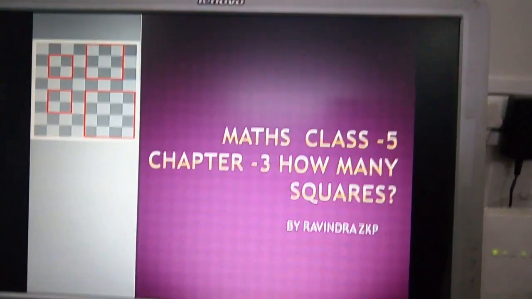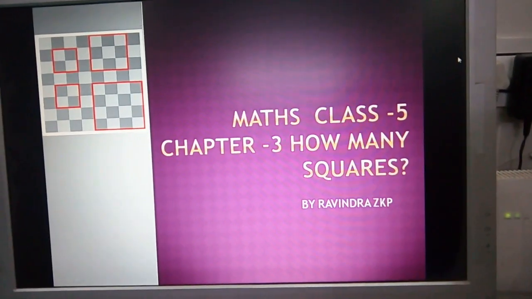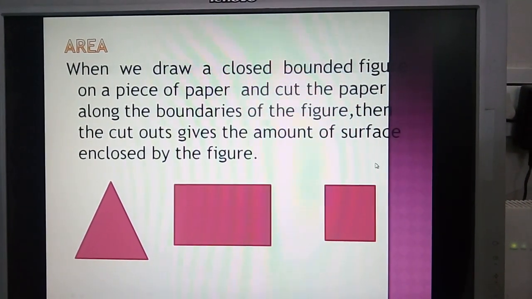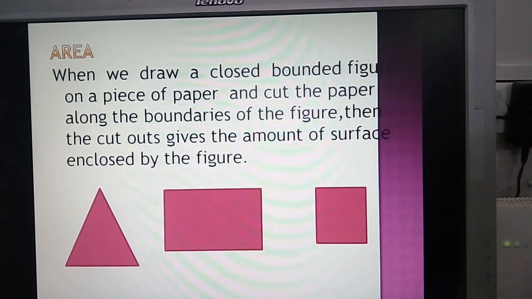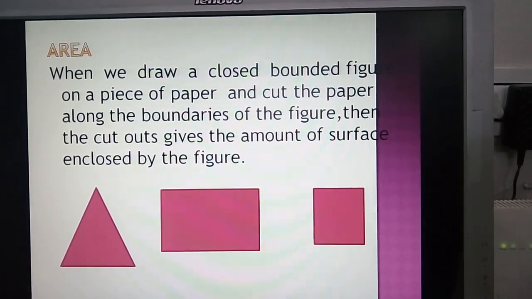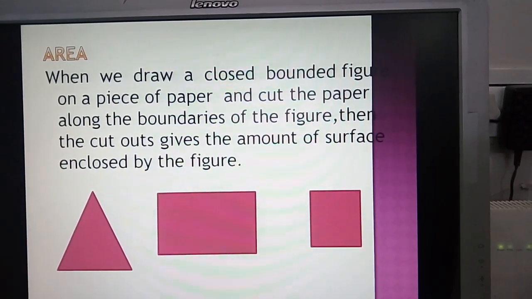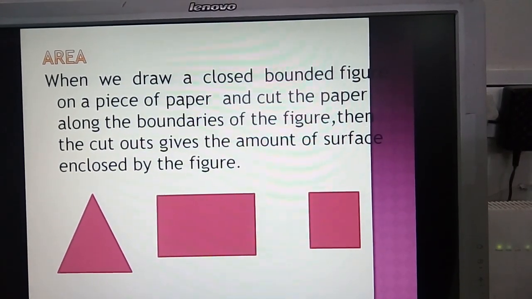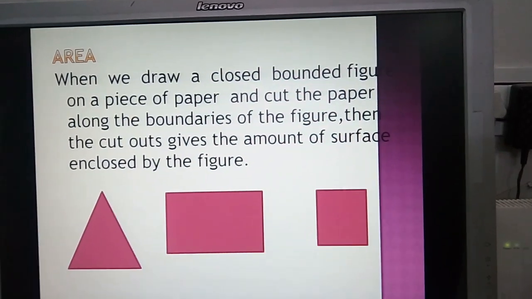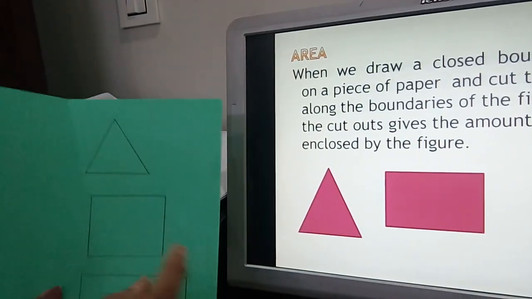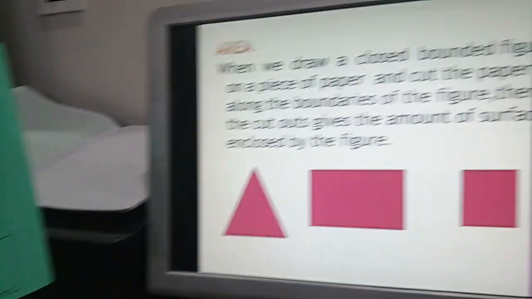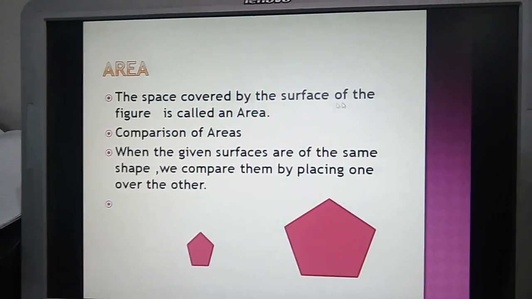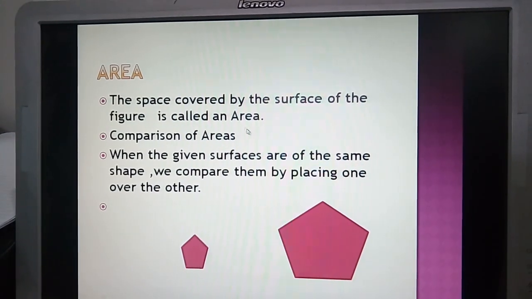Children, we are going to start our lesson 3, that is how many squares. So, when we draw a closed bounded figure on a piece of paper and cut the paper along the boundaries of the figure, then the cutouts give the amount of surface enclosed by the figure. I have drawn the shapes over here and the cutouts are shown here. The space covered by the surface of the figure is called an area.